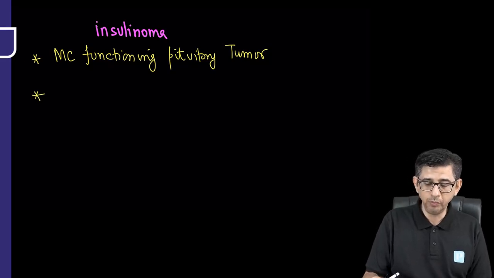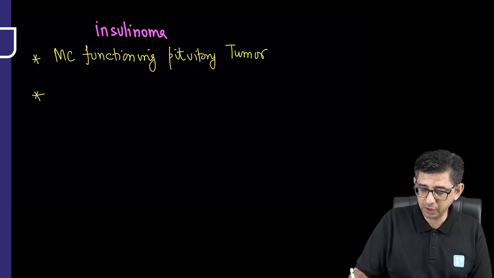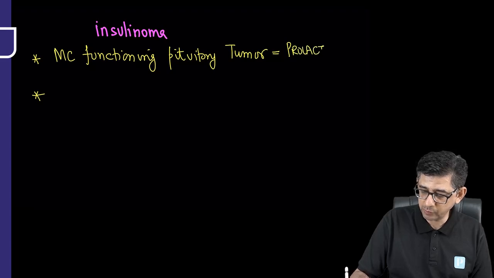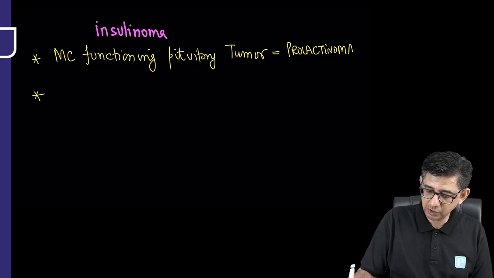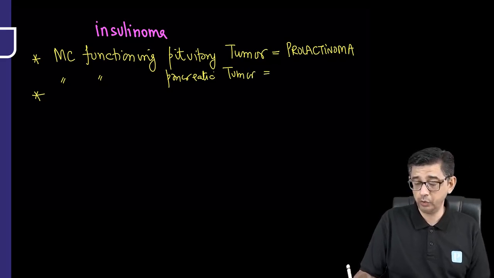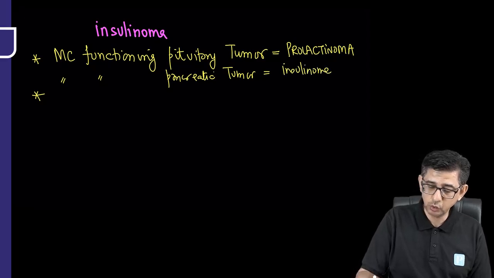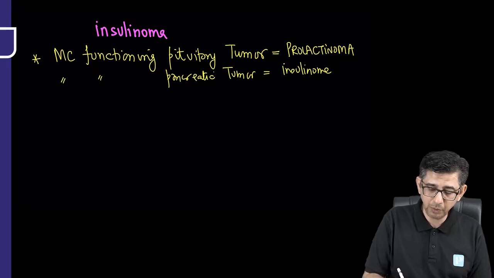The most common functioning pituitary tumor is the prolactinoma. But if I change this to the overall most common functioning pancreatic tumor, which is the term I wanted to bring to your notice, the answer should be insulinoma. Please remember that if I change this to a non-functioning tumor, then it is a PPOMA.